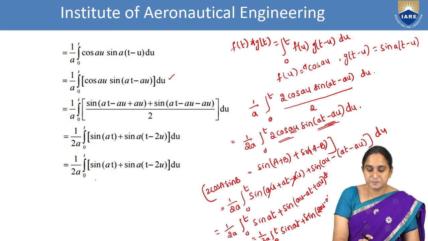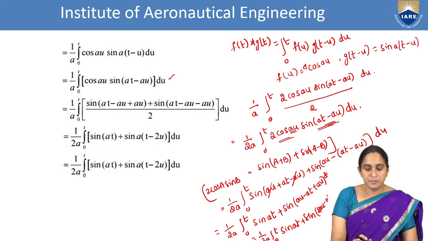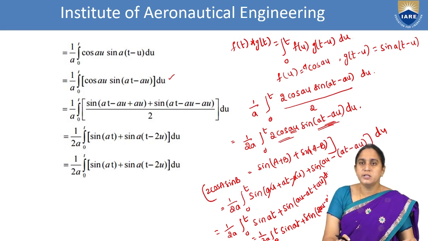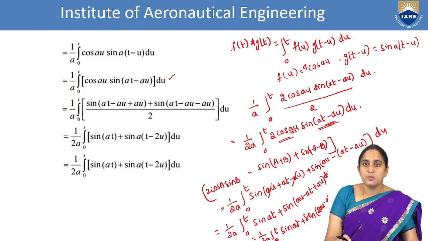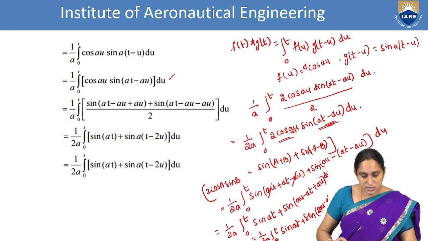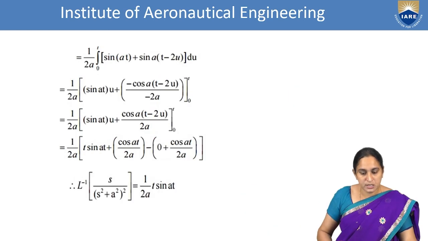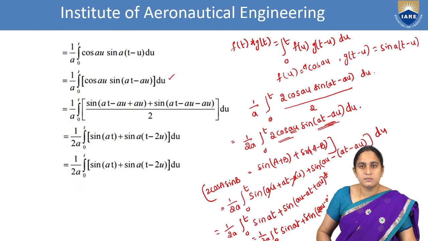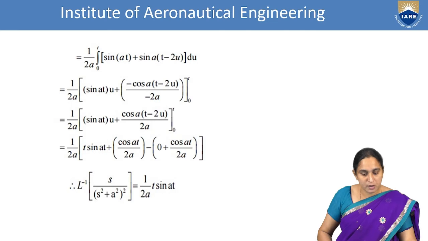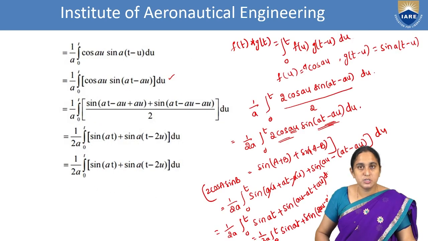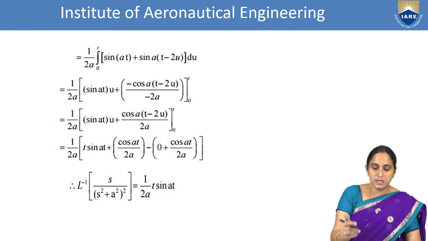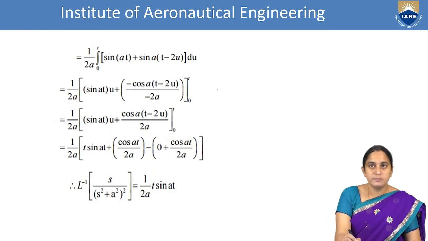This is a procedure for solving this type of question. If you know each and every formula of the intermediate basics, then only it is easy for this type of typical questions. Okay, next continuation. Here I'll take 1 by 2a outside: 1 by 2a outside, integral 0 to t sin at plus sin a(t minus 2u) into du.